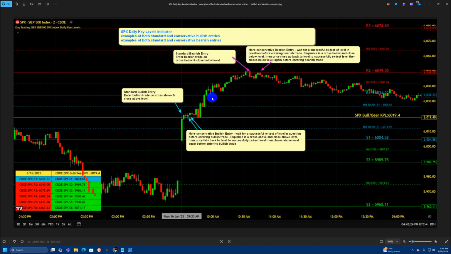Okay, so just to take this one step further, as you can see here on the R1 level, we had a cross above and close above this level. So if you missed this entry here, or if you're just the kind of trader who prefers taking trades off of other levels besides the bull bear key price level, then you have a cross above, close above here, and you would take that entry here, and you would base your entry on the R1 level.